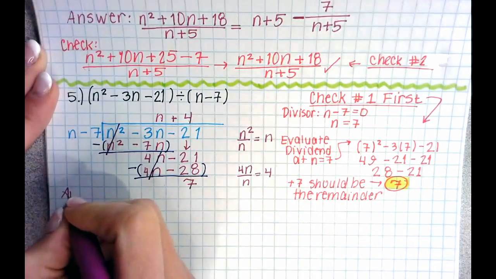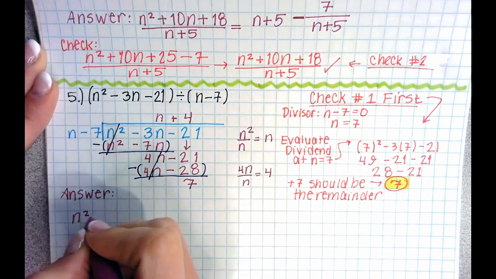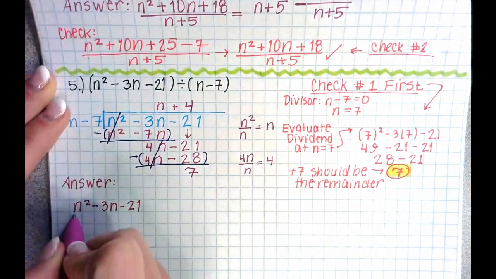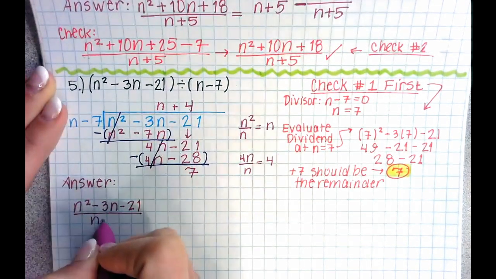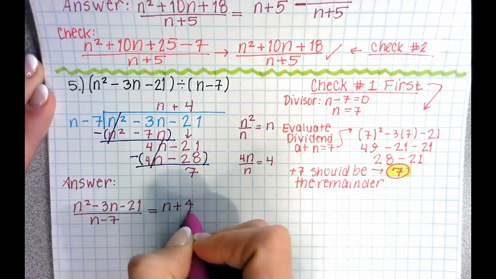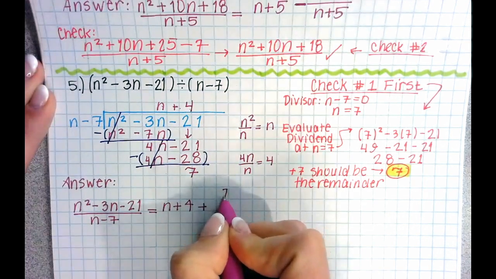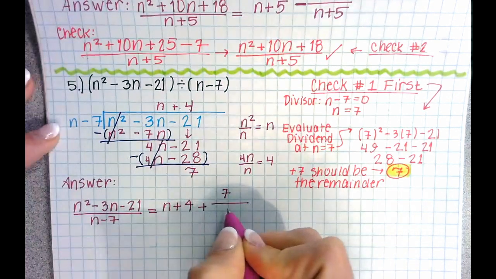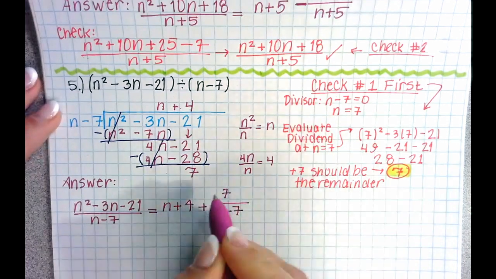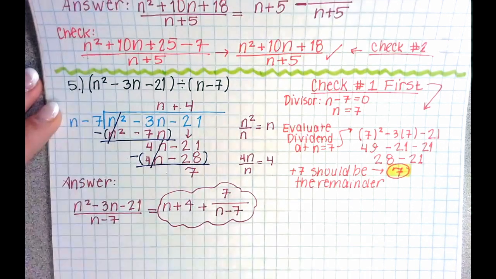So for our answer, out of good habit, writing it down as n squared minus 3n minus 21 over n minus 7 is equal to n plus 4, my quotient part right up there, and then here positive 7 does not divide, so it stays over my divisor, n minus 7. So your real answer is right over there. You got that? Good job.